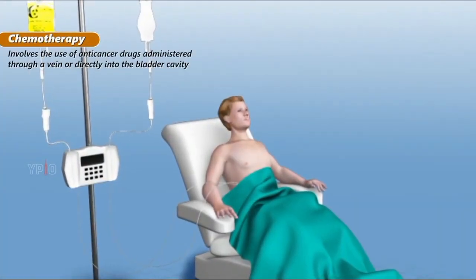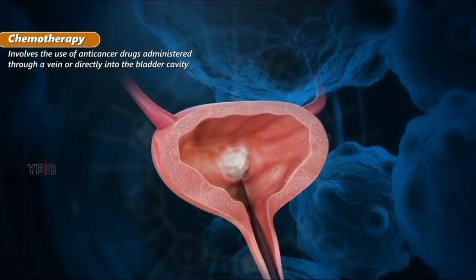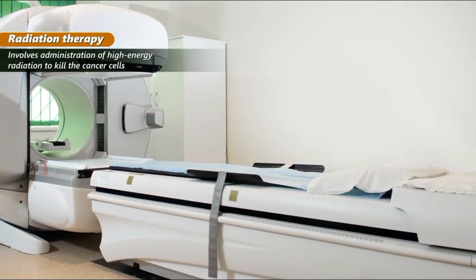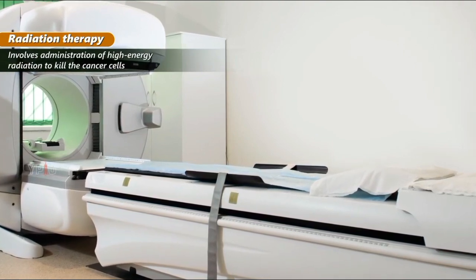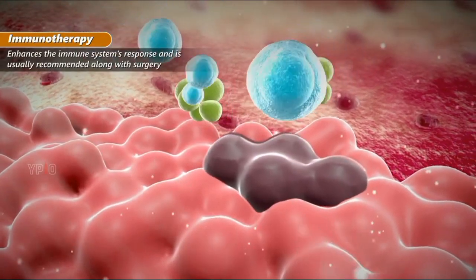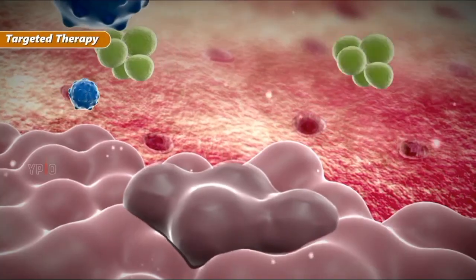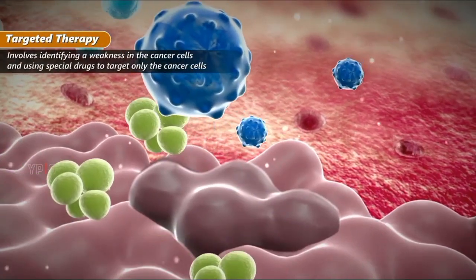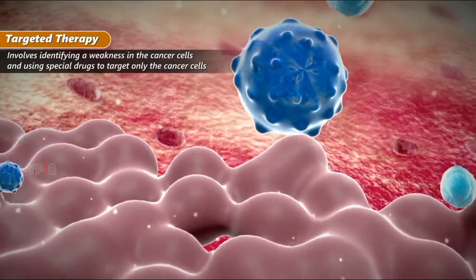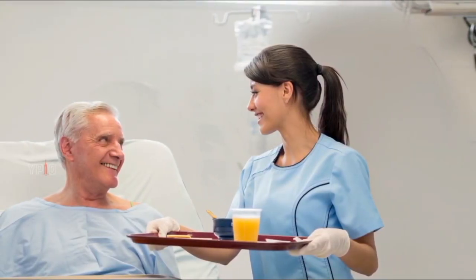Chemotherapy. This involves the use of anti-cancer drugs administered through a vein or directly into the bladder cavity. Radiation therapy. This involves administration of high-energy radiation to kill the cancer cells. Immunotherapy. This type of therapy enhances the immune system's response and is usually recommended along with surgery. Targeted therapy. This treatment involves identifying a weakness in the cancer cells and using special drugs to target only the cancer cells. Your doctor may recommend one or a combination of treatments.